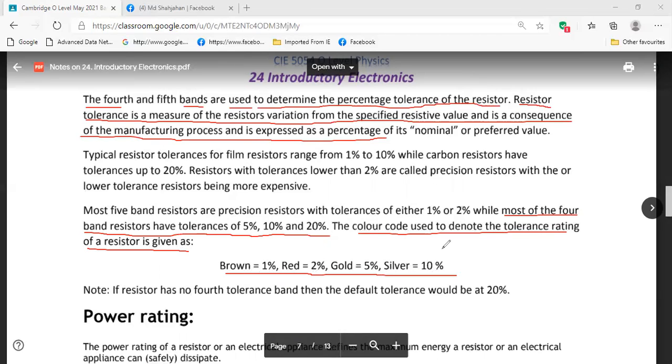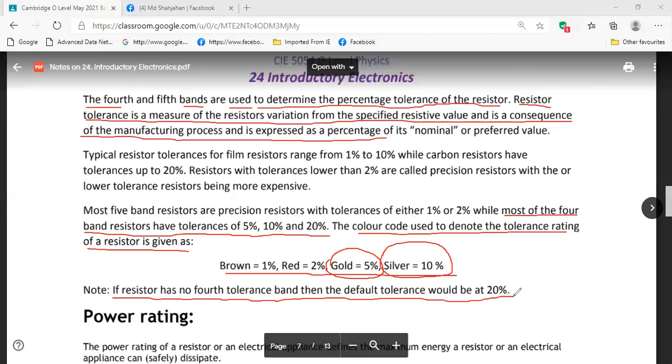Normally, in our lab, we get these two, gold or silver, not the brown or red one. The 4th band we get either gold or silver. So you write only these two. This one we don't need, brown, red. Then you write here, if a resistor has no 4th tolerance band, then the default tolerance would be 20%.